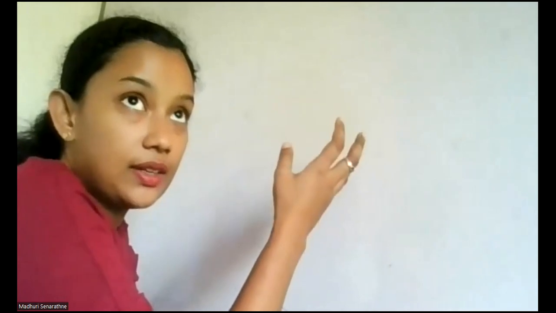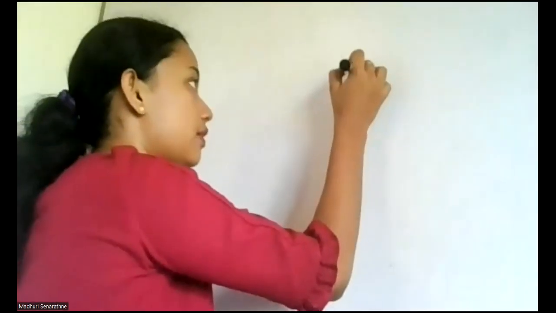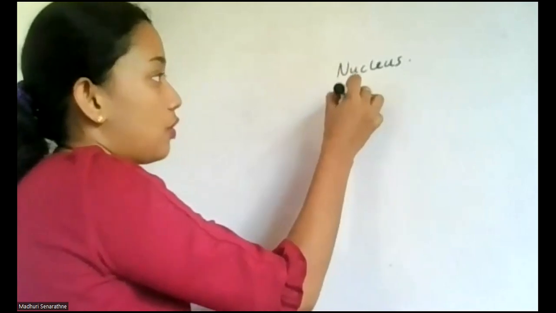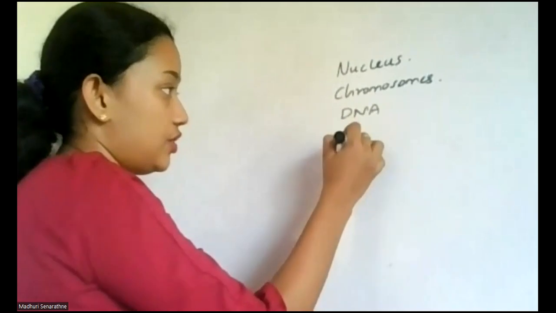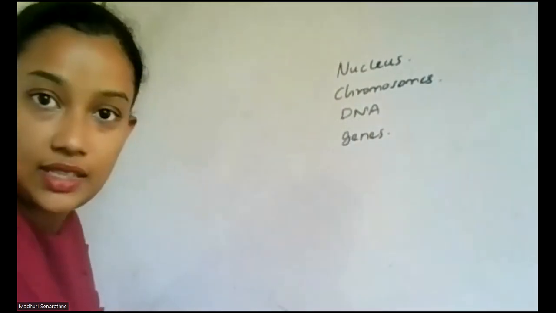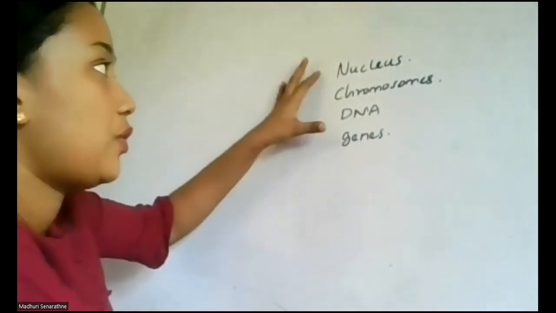In the case of nucleic acids, so genetic materials, you may have heard about these terms: nucleus, chromosomes, DNA, genes. How can we make a relationship between these terms?